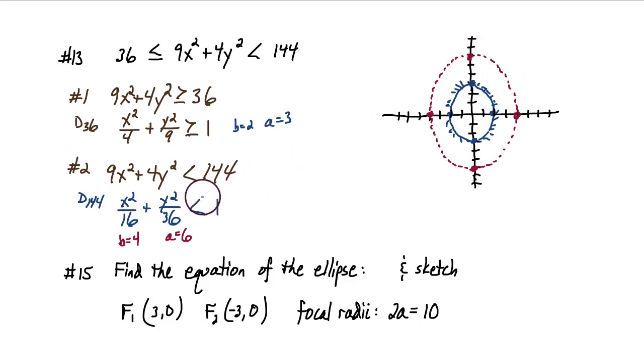Where do you think you shade when it's a less than? Do you think you shade inside the red ellipse or outside? That would be inside. So we want to stay inside the red dashed line, but we want to be outside the solid blue line. Where is that? And that's this donut shape. So shade that in.